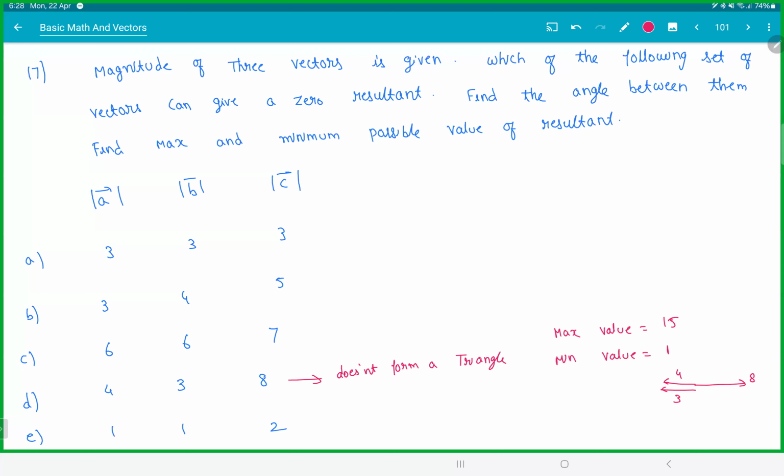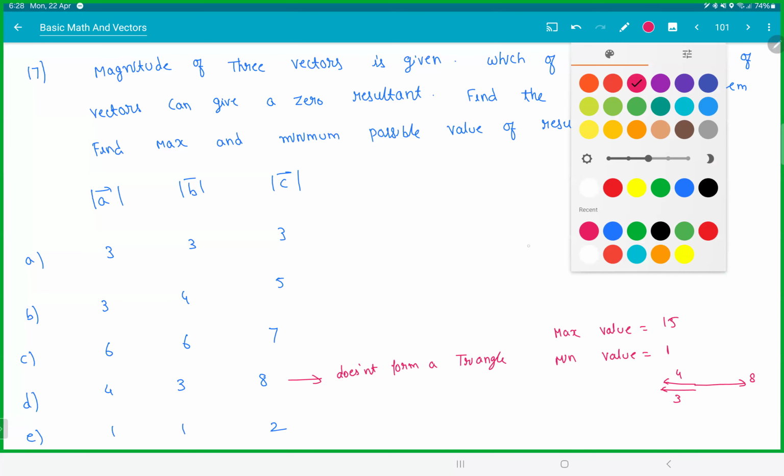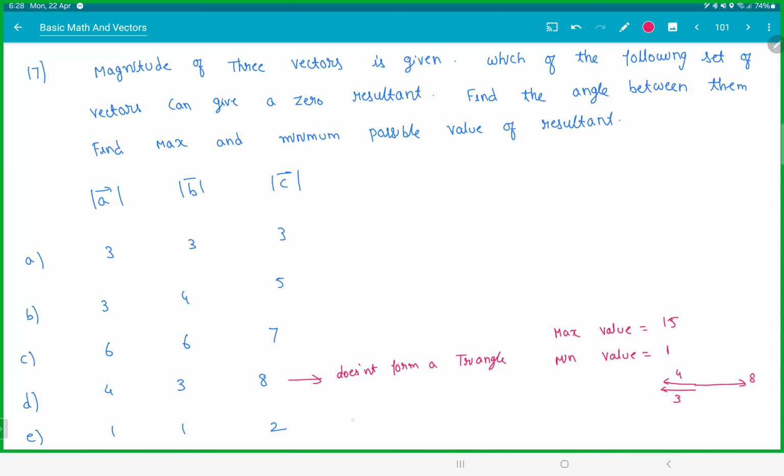Can E form a triangle? Yes, right? The resultant can be 0. It's a special case. In physics, we call this a triangle with 0 height. You can make it like this: 2 this way, 1 this way, and 1 this way. I know the sum of two sides is not greater than the third, but it's a triangle with angles 180, 0, 0. It's a weird triangle. So here the maximum is 4, minimum is 0.